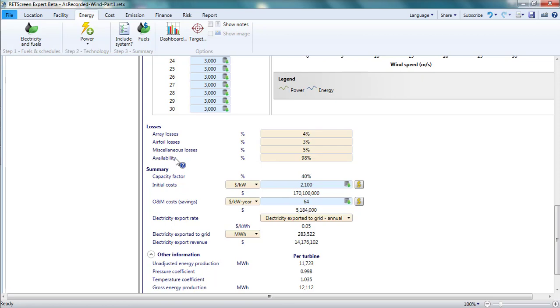Finally, the availability refers to the percentage of the year that the turbines would be able to feed power to the grid, wind conditions permitting. Usually this is not 100% due to scheduled downtime, repairs, utility outages, and other causes of downtime.